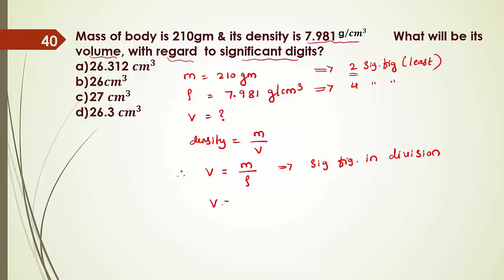Now let us divide the numbers. V equal to 210 divided by 7.981. What is the answer? 26.3124. But the final result should contain only 2 significant figures. Just round off the number. 26.3, 3 is less than 5, so the previous number remains constant. So 26 centimeter cube. This is the final answer. 26 cm cube, that is option B is right.